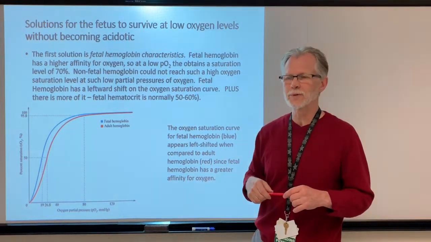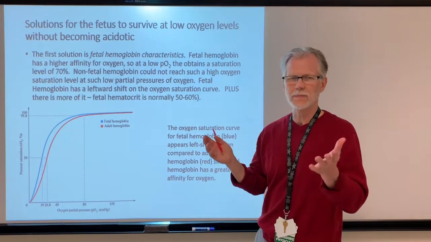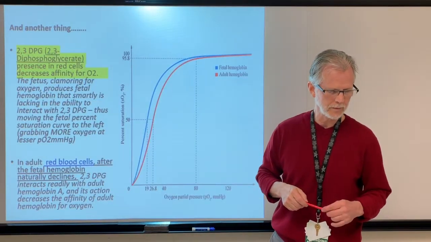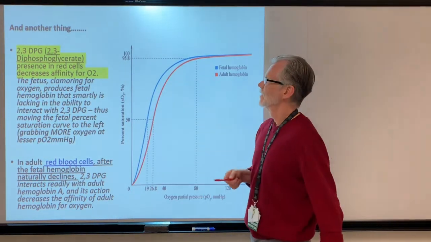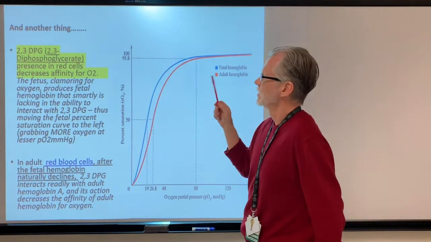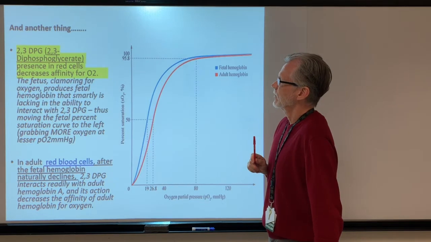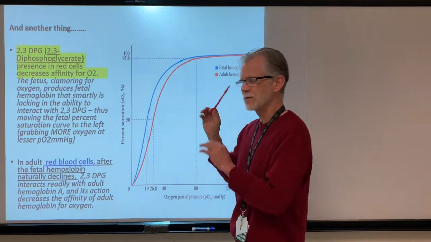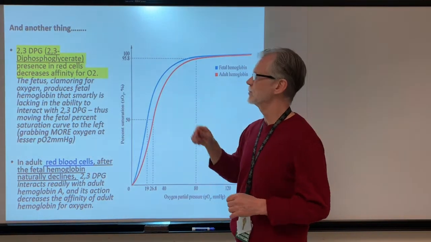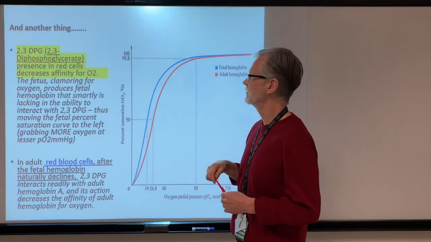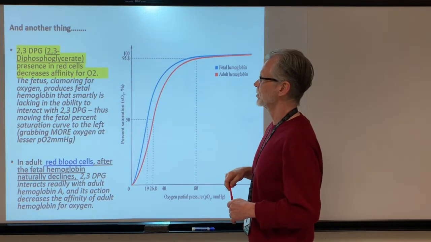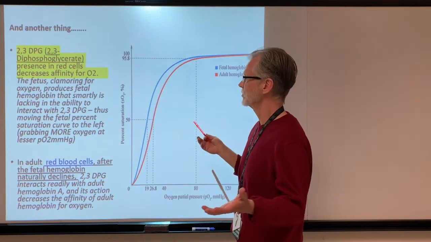Plus, there's more fetal hemoglobin because the fetus has a higher hematocrit as a normal situation. And another thing, there is a component of the blood, 2,3-DPG, or sometimes it's called 2,3-bisphosphoglycerate. And the presence in cells decreases affinity for O2. So 2,3-DPG decreases affinity for O2. And the fetus, who's clamoring for oxygen, as I said here, produces a hemoglobin that can't interact with the 2,3-DPG.